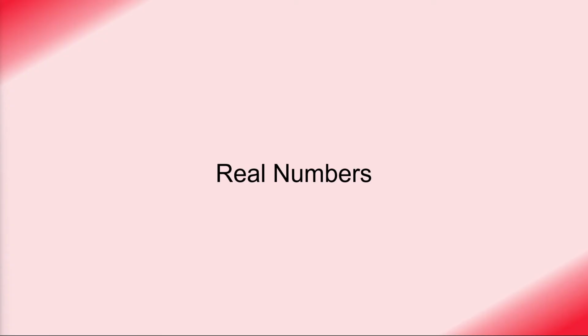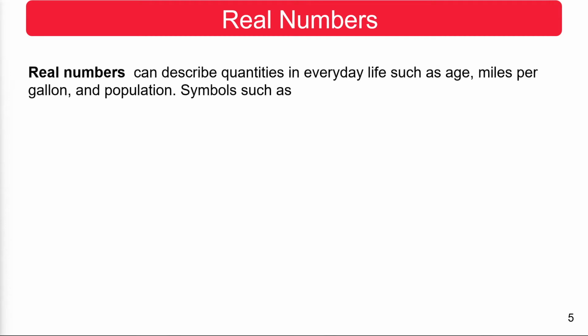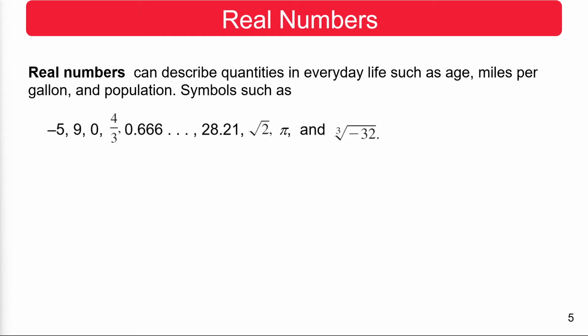So let's get started with real numbers. Basically, what is a real number? Real numbers can describe quantities in everyday life such as age, miles per gallon, and population. Symbols such as -5, 9, 0, 4 over 3, 0.66 ellipses, 28.21, the square root of 2, pi, and the cube root of -32 represent real numbers.